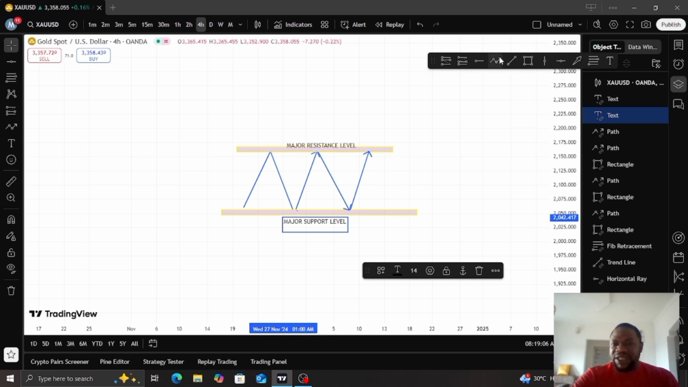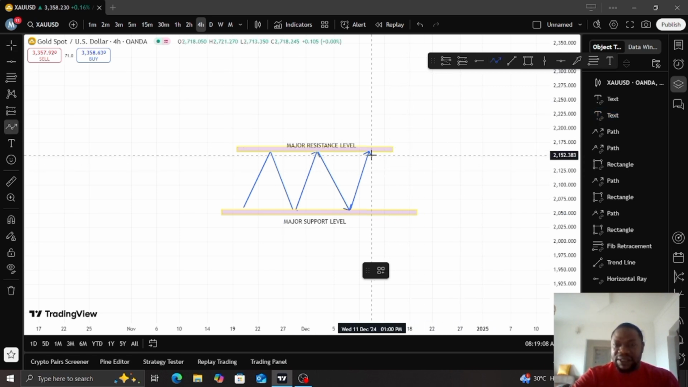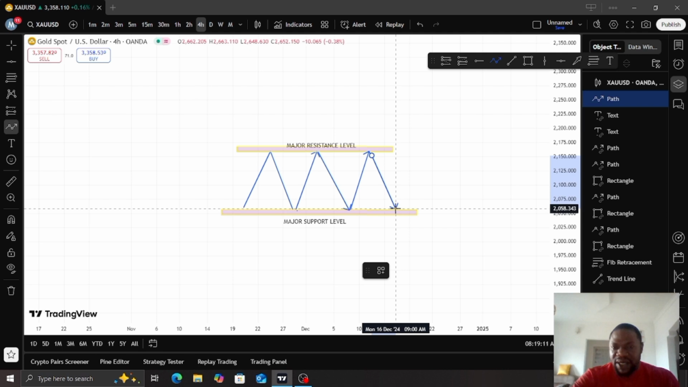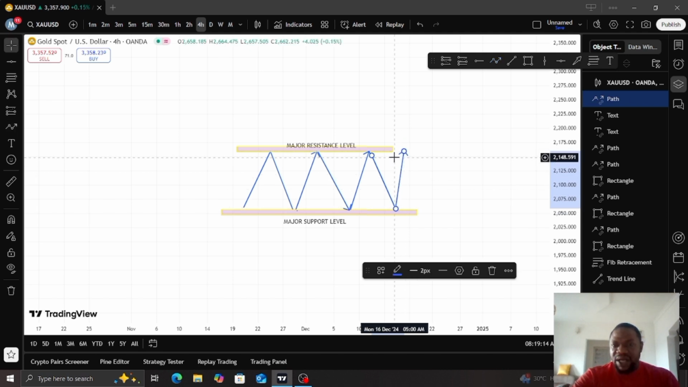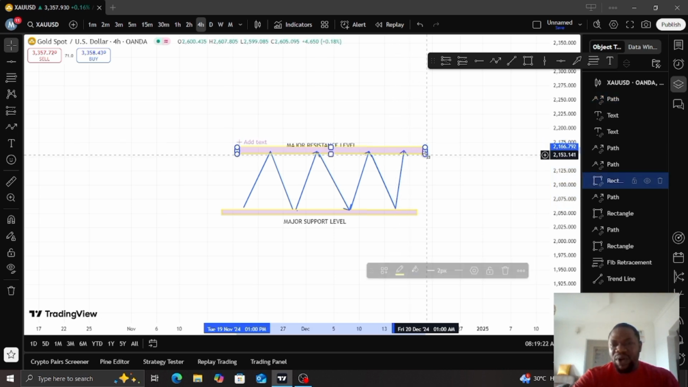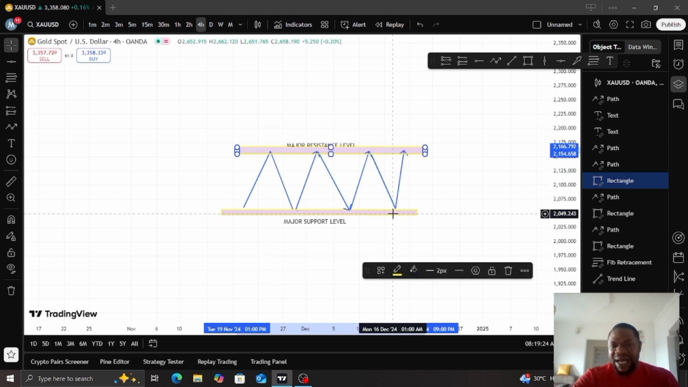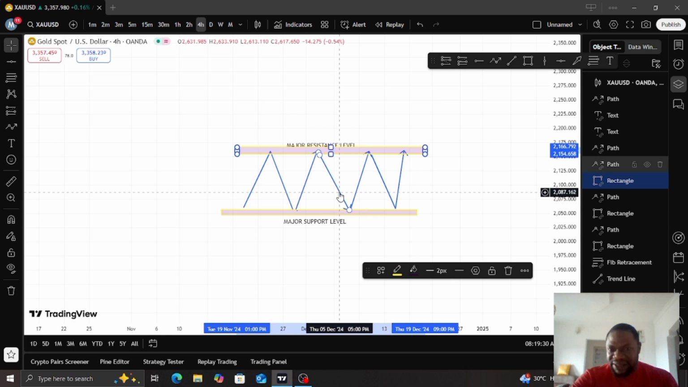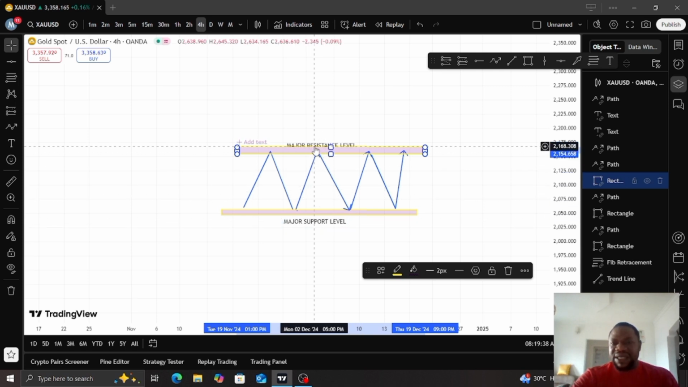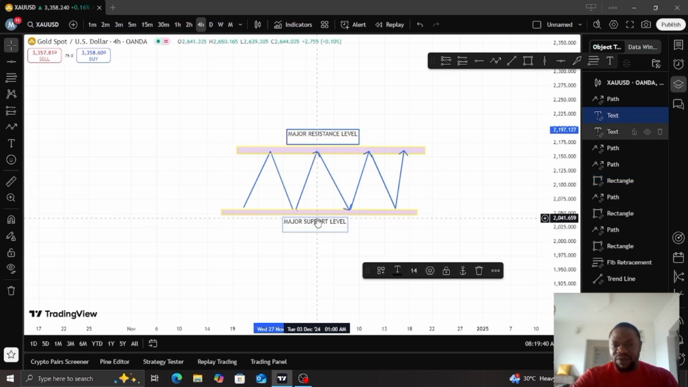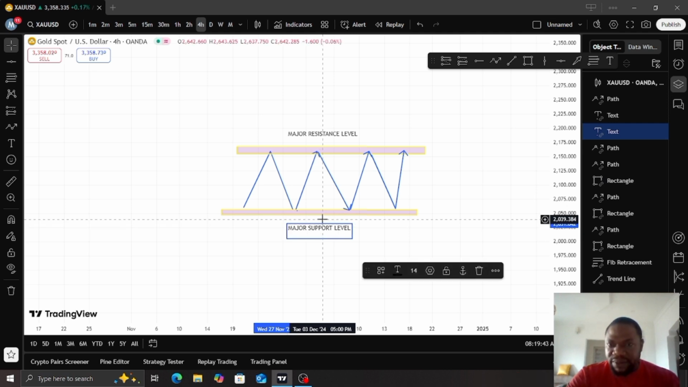So if price keeps doing this, it keeps coming here, rejects, goes up and rejects, so you will now call it a multiple rejection area. So this is a multiple resistance area, and this is now a multiple support area. It's very, very important you understand this. So this is our major support level, and this is our major resistance level. So I hope you are getting this now.